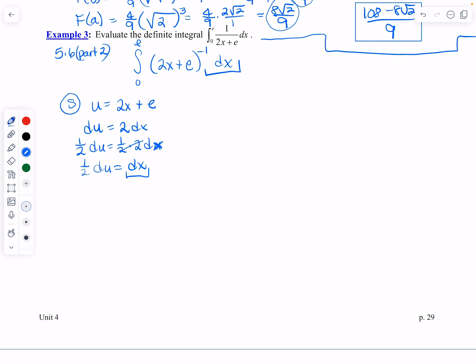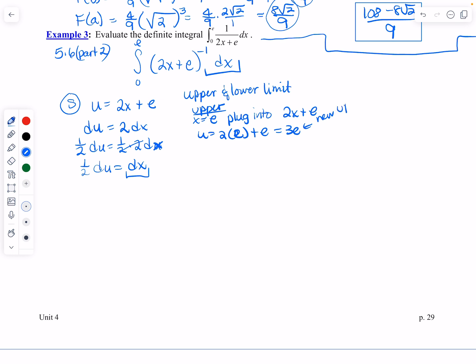All right. Now, in addition to that, I have to take care of the upper and lower limits. Remember, they are currently in x and not u. So, for the upper one, x equals e. Now I'm going to plug that into 2x plus e. And when I do that, I get u equals 2 times e plus e, which equals 3e. This is my new upper limit, okay? So I'm going to highlight it because this is an easy thing to forget.